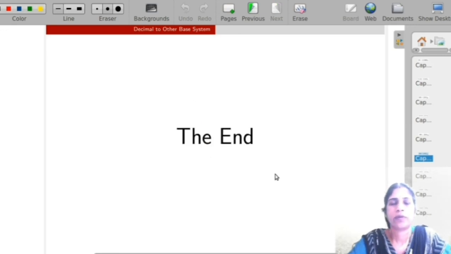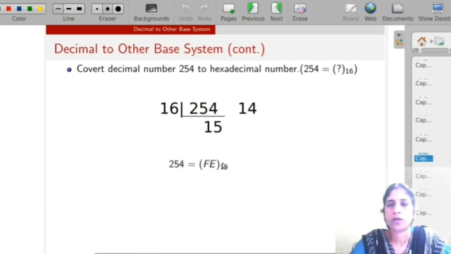So here we converted a decimal number to binary, hexadecimal and octal number. Hope that all of you understand how this conversion is performed. Thank you.